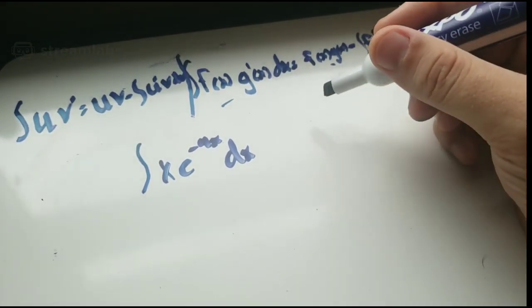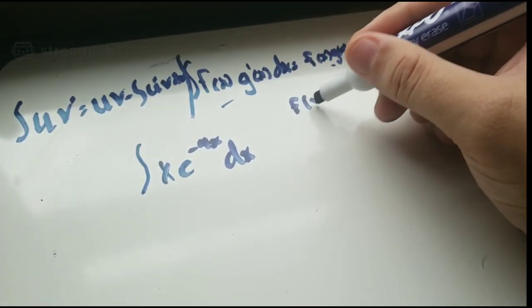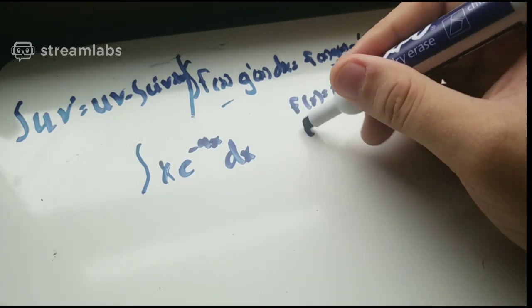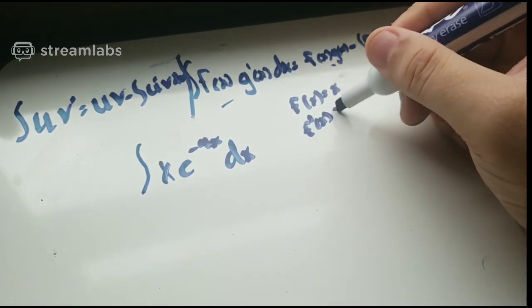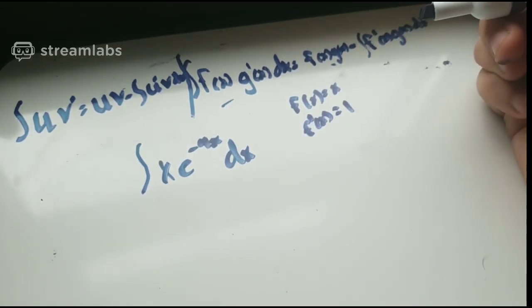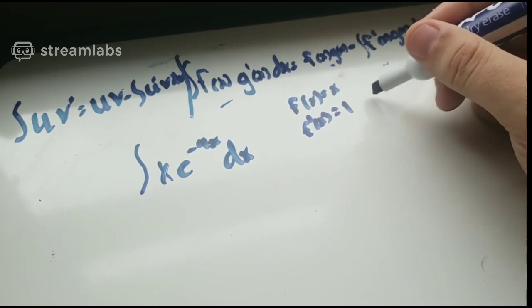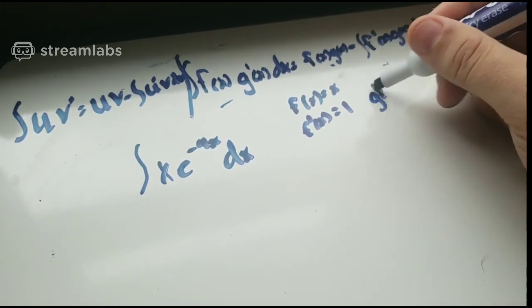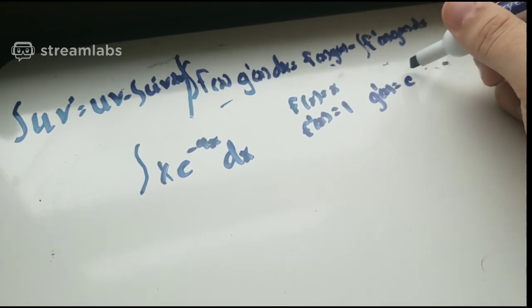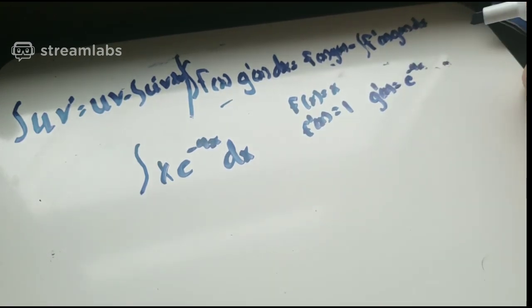Okay, well, I'm getting used to this. So f of x is definitely x, where f prime of x will be simpler, which is 1. And then we have g prime of x equals e to the negative 4x.